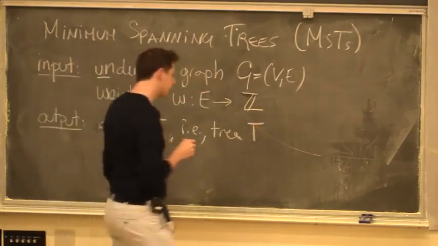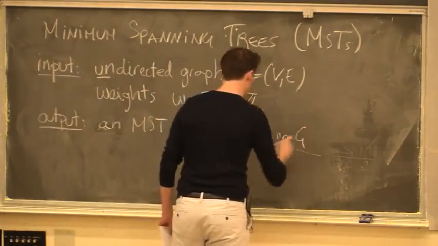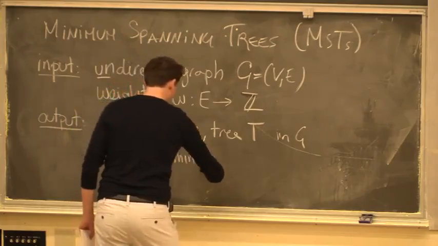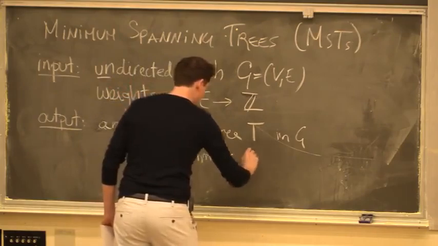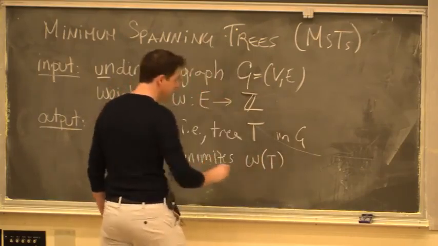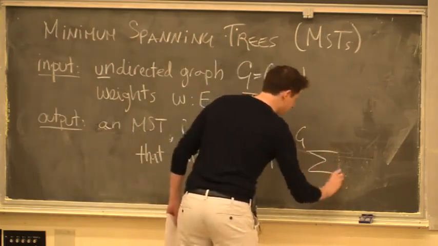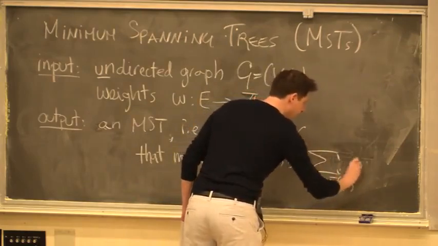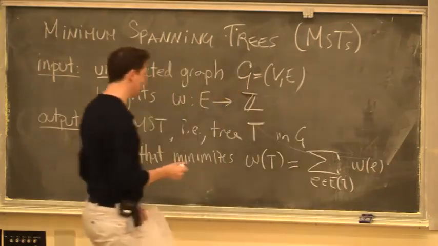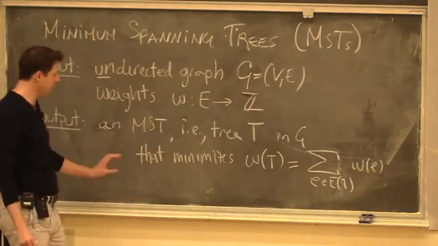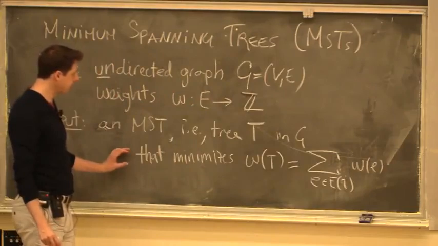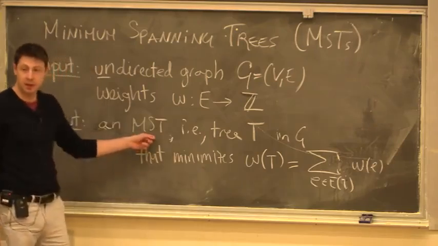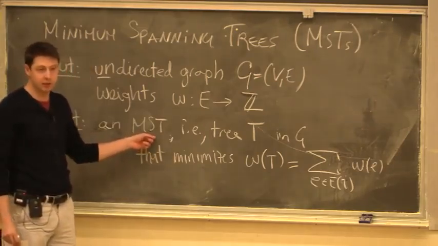Okay, in G that minimizes its weight. So let's define weight of T to be the sum over all edges in the edge set of T, weight of E. Okay, but so far I haven't put any interesting condition. If you just want to minimize the weight of a tree, you just output an empty tree. But it has to be a spanning tree. Okay, spanning means that this tree touches all vertices of the graph.